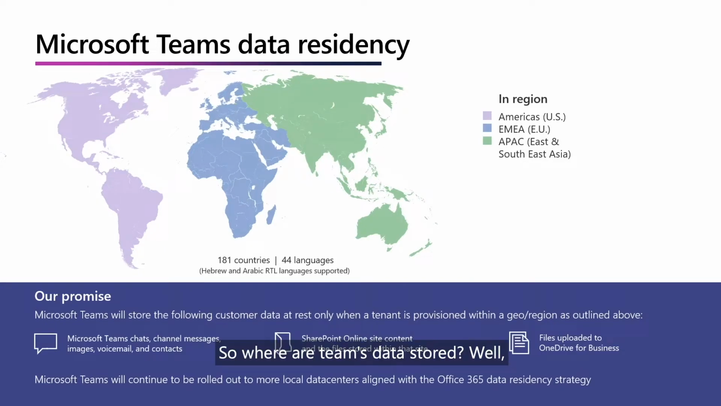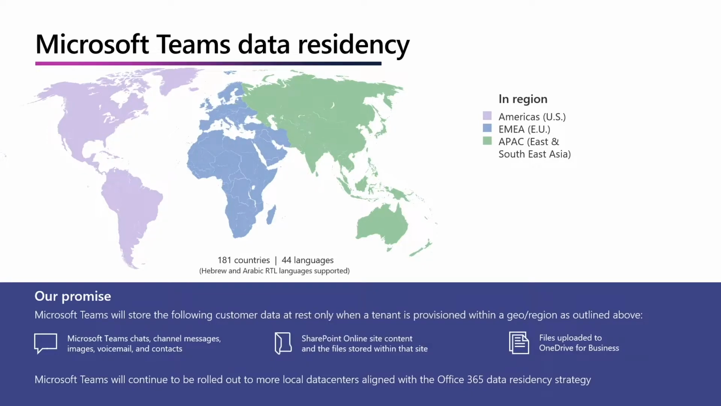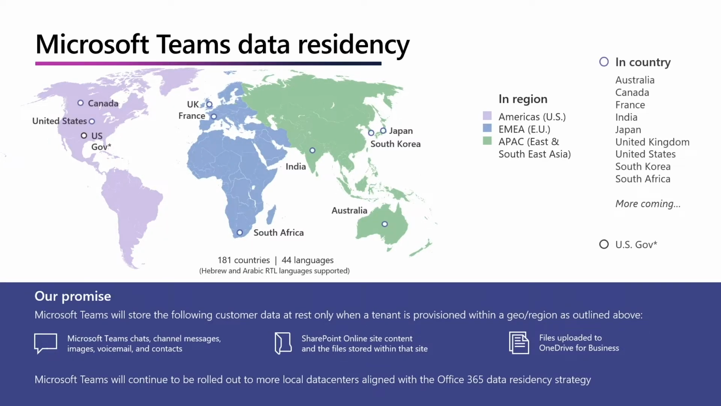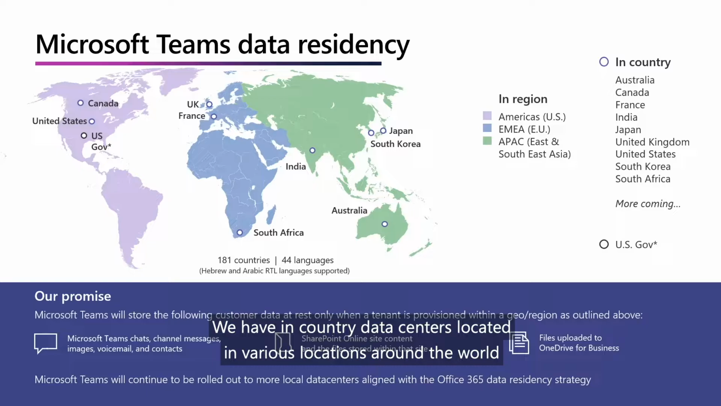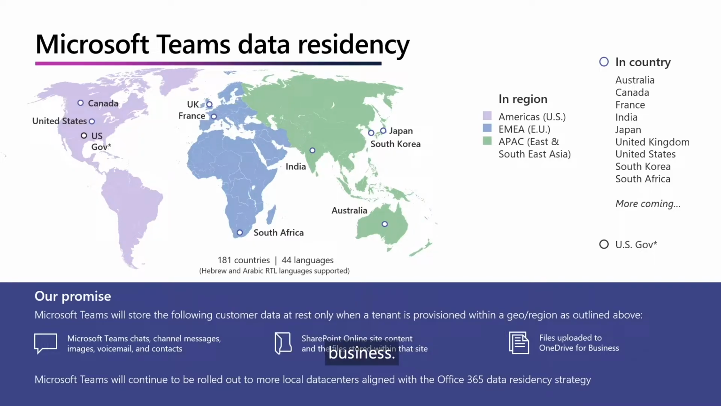So where are Teams data stored? Well, we have regional data centers in Americas, EMEA, and Asia Pacific. We have in-country data centers located in various locations around the world, with more coming soon. In these regional or in-country data centers, we store the core Teams data, chat and channel messages, images, voicemail, and contacts, along with files from SharePoint and OneDrive for Business.